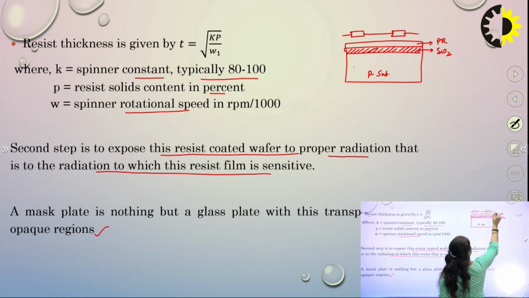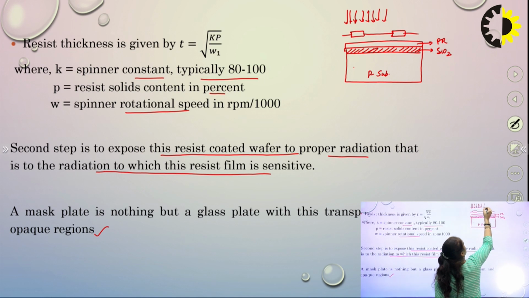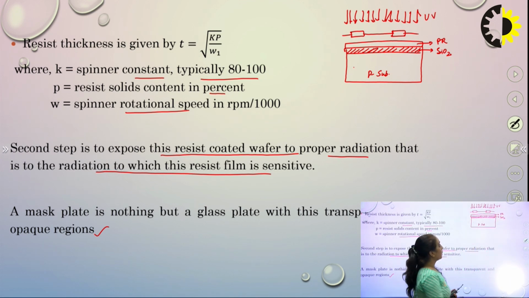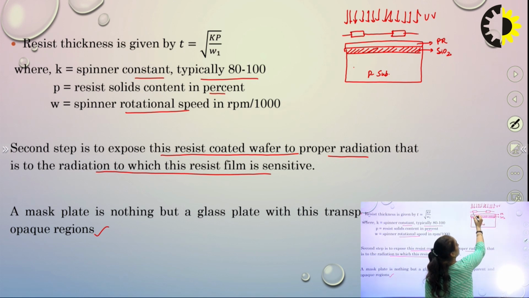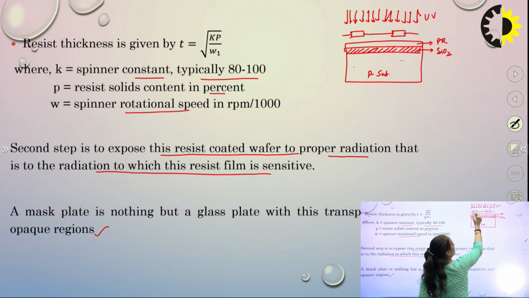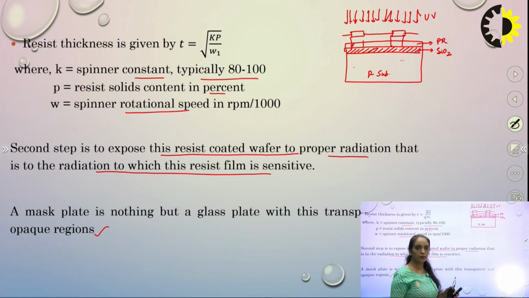It will have something like this. Okay, so then UV light will be passed. Then some portion will be hardened and some portion will be softened, right? So under this, the PR material will be soft, so it will be removed during the etching, and the rest over it will remain there.